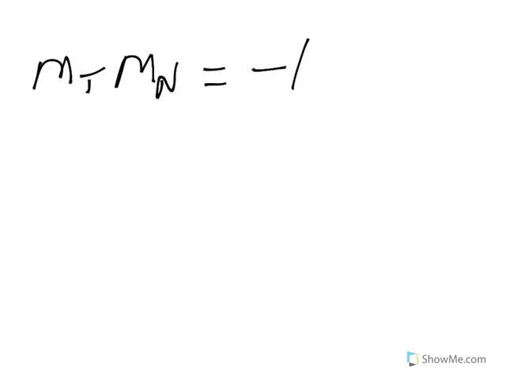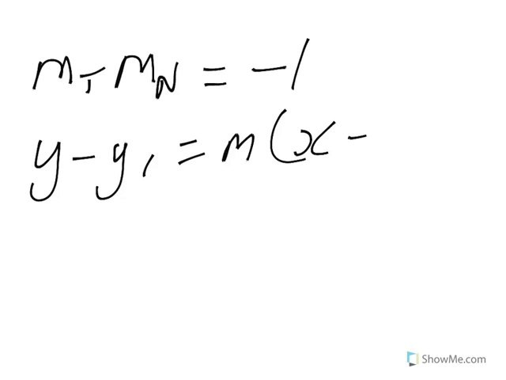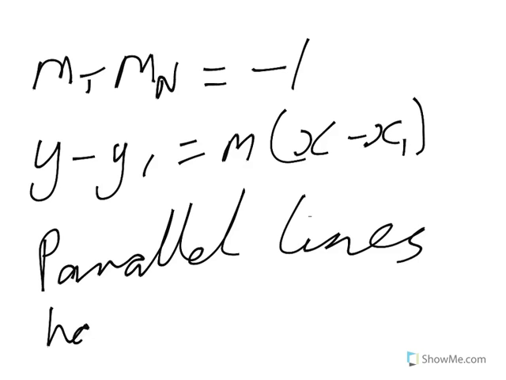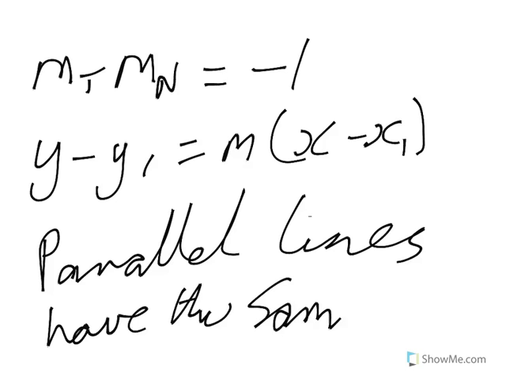The other thing we need to know is the point gradient form of a straight line. There it is there, y minus y1 equals m(x minus x1). And the last thing is that parallel lines, well, we all know they don't touch, but they have the same gradient.